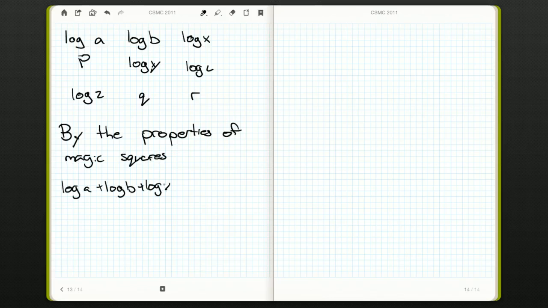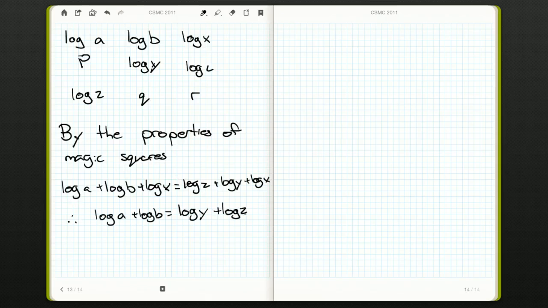So the top row added up is the same as this antidiagonal, which is log Z plus log Y plus log X. Now you notice they both have a log X in here. So we can actually cancel that out. Right? Cancel these two log X's out. And you're left with log A plus log B is log Y plus log Z.